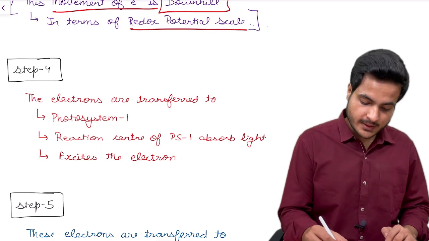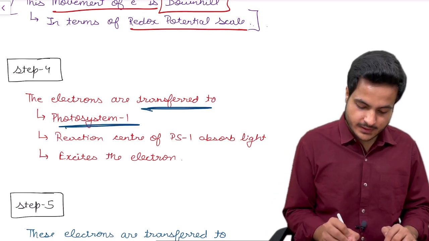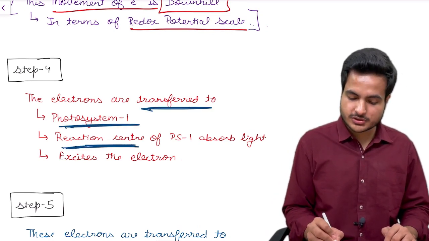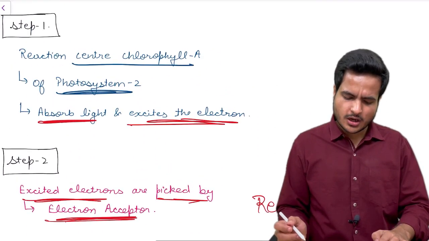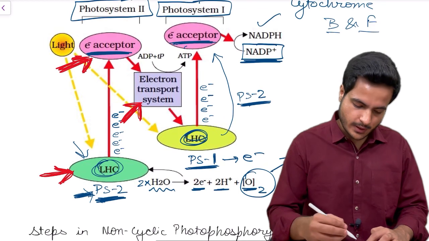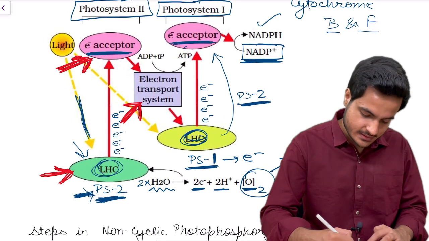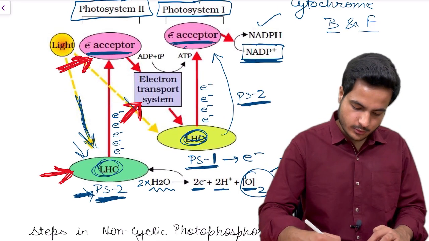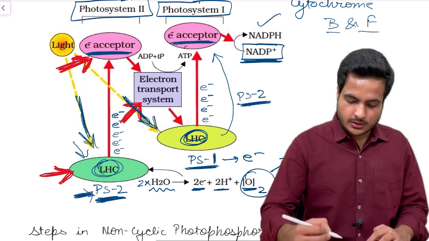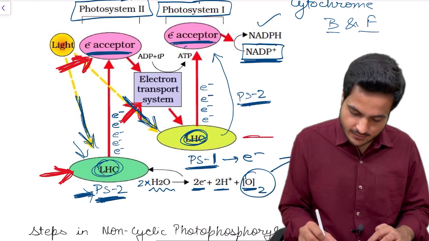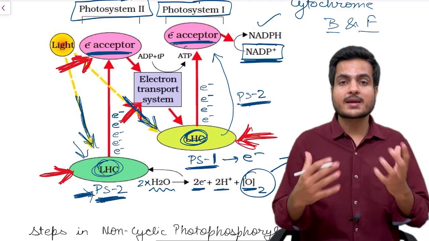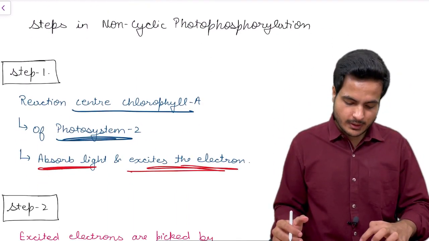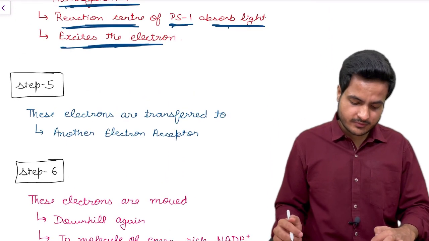These electrons will be transferred to photosystem 1 and the reaction center of photosystem 1 will absorb light and excite the electrons again. For exciting the electrons, these require light energy, which is marked by these yellow colored arrows in this diagram. So now we have reached this level where the reaction center of photosystem 1 is absorbing light to excite the electron. Now let's talk about the next step, the 5th step.